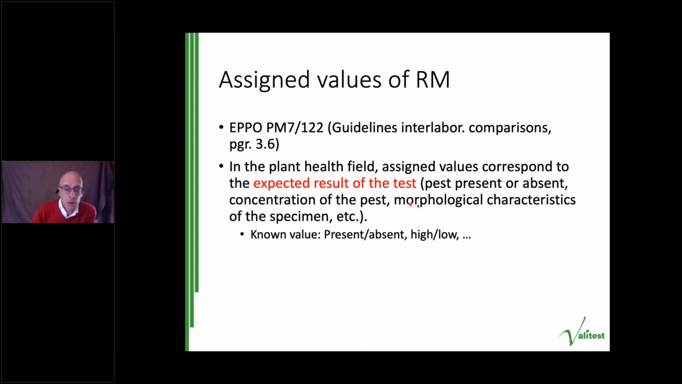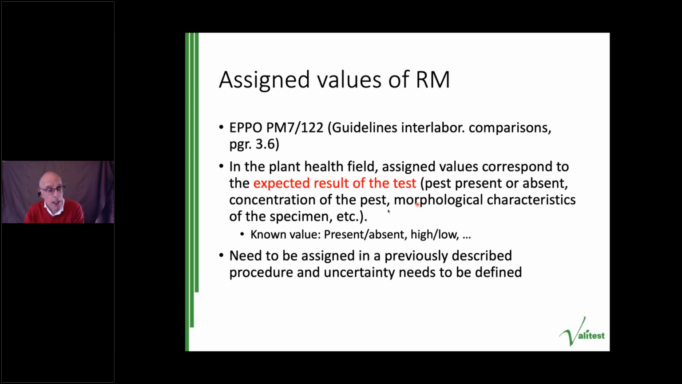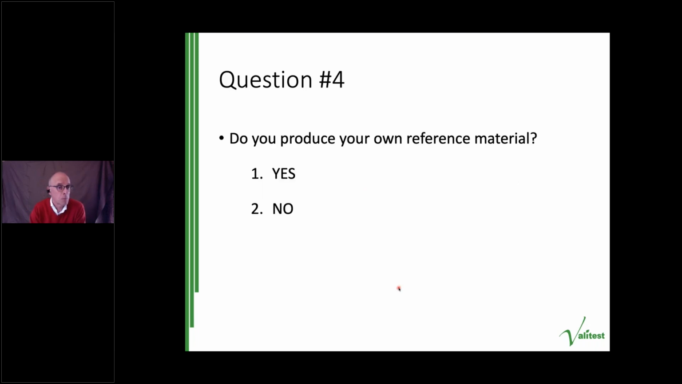It can be described as a morphological characteristic. It's either a known value, so presence, absence, concentration, high, low, but it needs to be previously assigned. You also need to have a previously described procedure, and the uncertainty around the assigned value. So, what's the uncertainty on the expected result of your test? And they also need to be predefined.